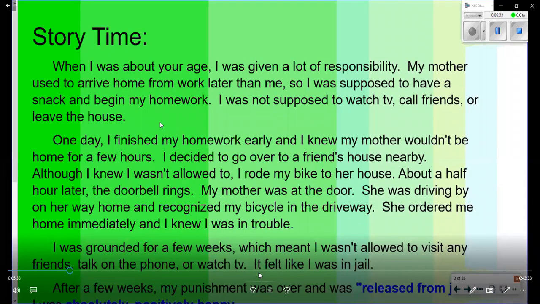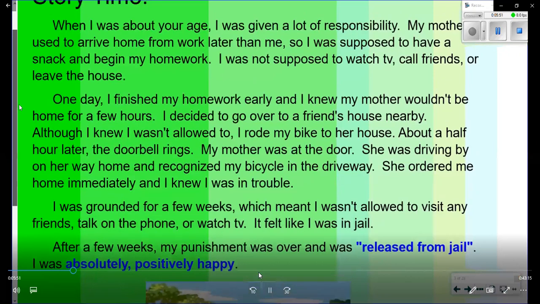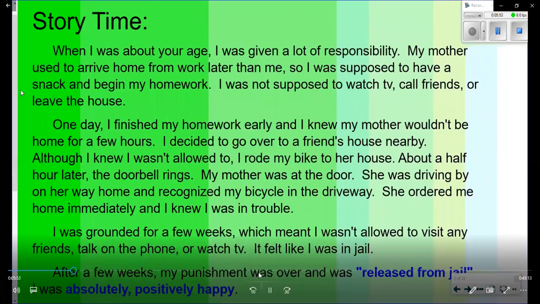Alright, so here's the story. When I was about your age, I was given a lot of responsibility. My mother used to arrive home from work later than me, so I was supposed to have a snack and then begin my homework. I was not supposed to watch TV, call friends, or leave the house. One day, I finished my homework early, and I knew my mother wouldn't be home for a few hours.